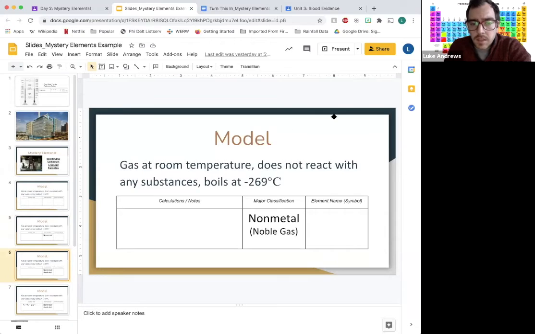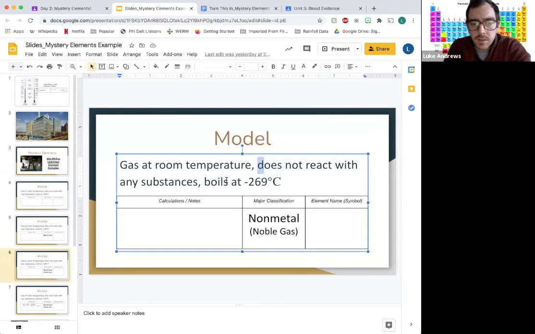The second part says, does not react with any substances. That's another clue that tells me that this is a noble gas. Group 18, the inert gases, they don't react with other things. So I can assume, okay, this is a nonmetal, it's a noble gas. And then I'm told the boiling point.